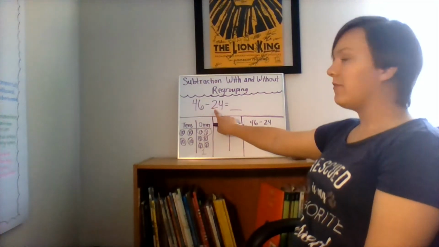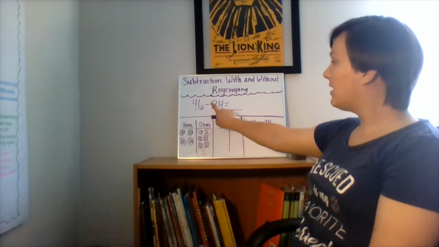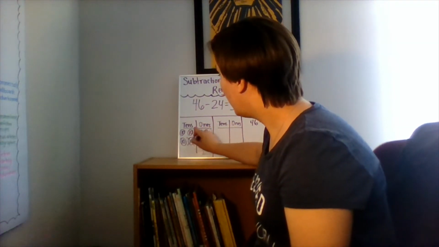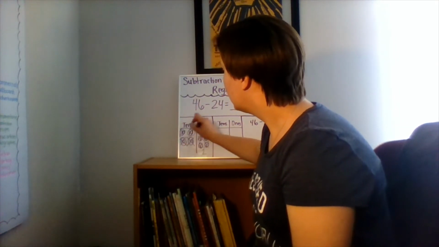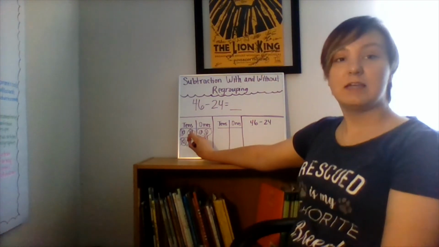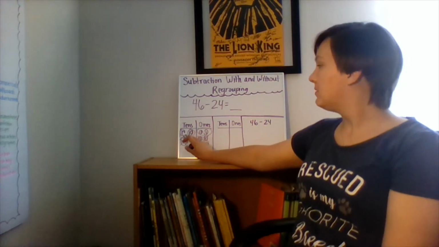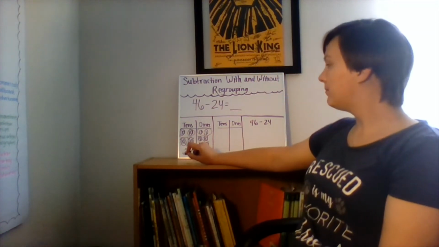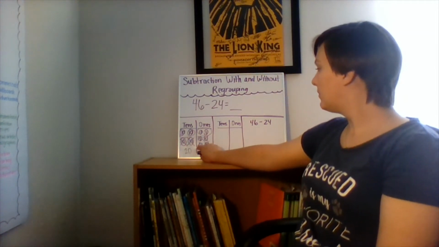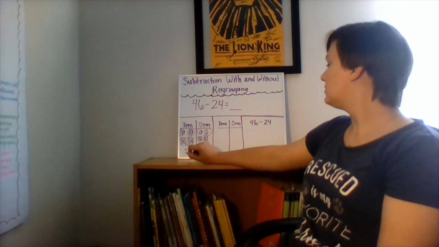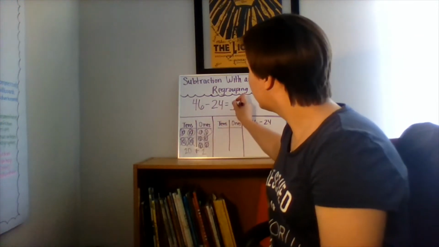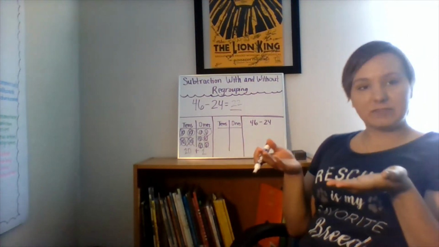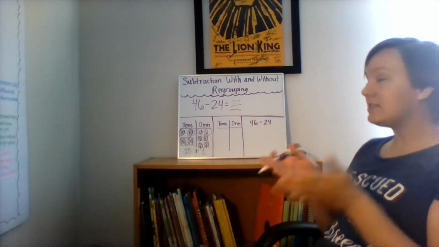Now I need to take away from the tens. I need to take away 2 tens from 4 tens. So I'm going to cross out 2 tens. 1, 2. That leaves me with 2 tens, which is equal to what whole number? 10, 20. 2 tens is equal to 20. 20 plus 2 gives me 22. Now, instead of using place value discs, you could also use base 10 blocks.